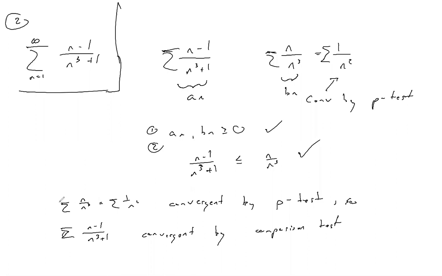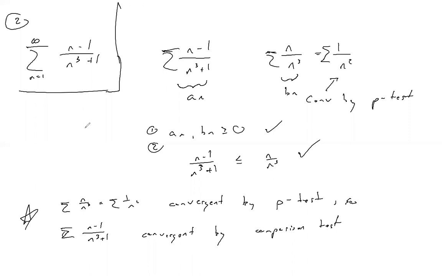Then how do I wrap up? This is my wrap up. Again, this is an important part. The series 1 over n squared is convergent by p-test. So our original series n minus 1 over n cubed plus 1 is convergent by comparison test. Again, if I don't have these words, this whole wrap up, you're losing points. So we definitely need some line like this.